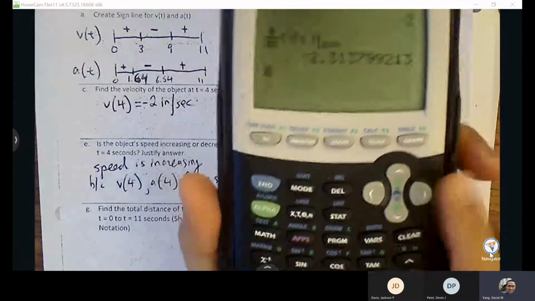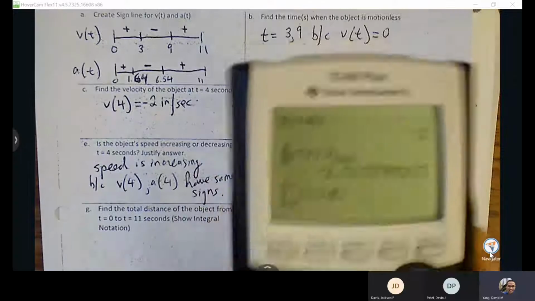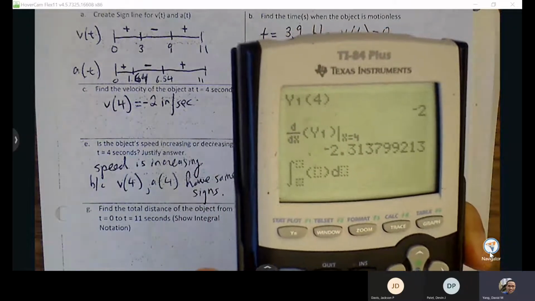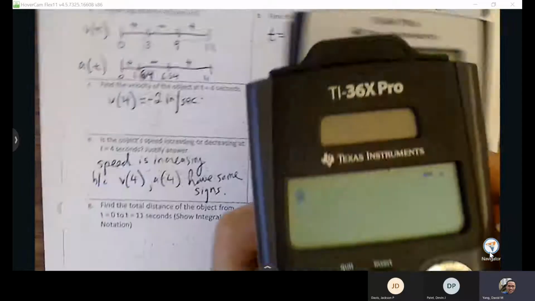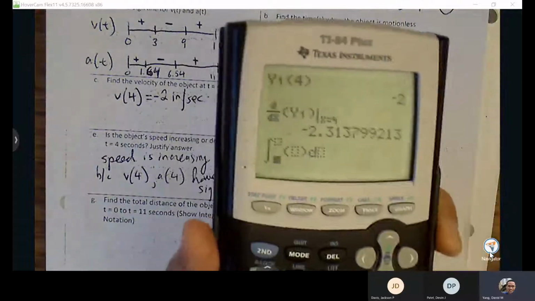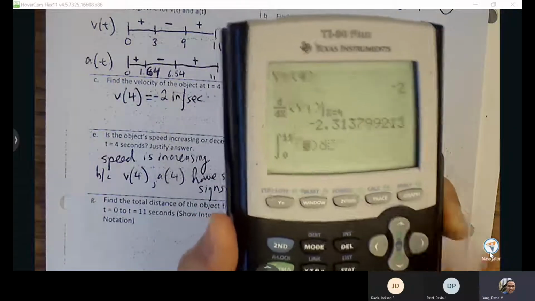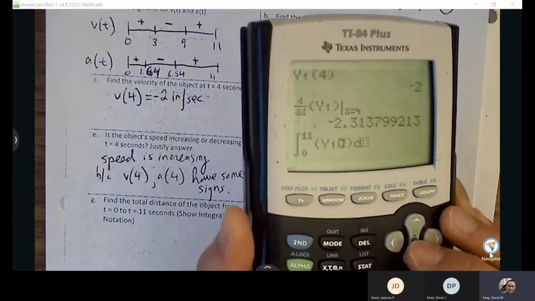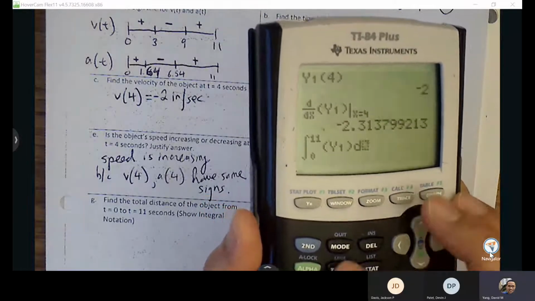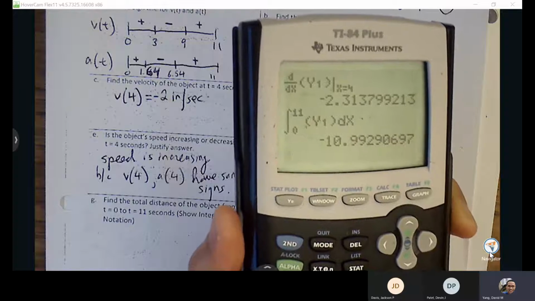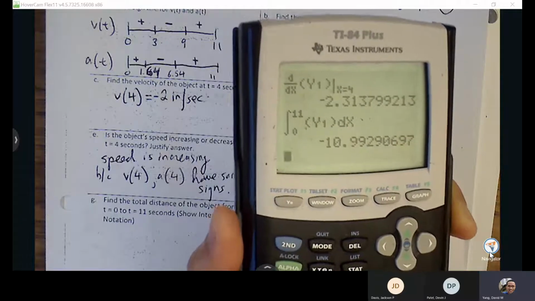So Math 9 will take you to that definite integral notation on your scientific calculator. You can also get to it using second E, which will take you to that definite integral. And then you can put in your velocity function. Displacement can be negative. So displacement here is negative 10.993.